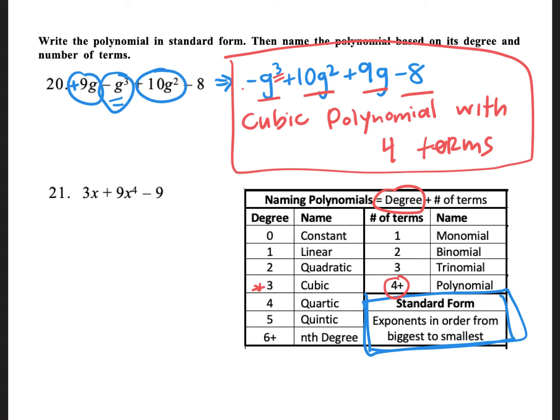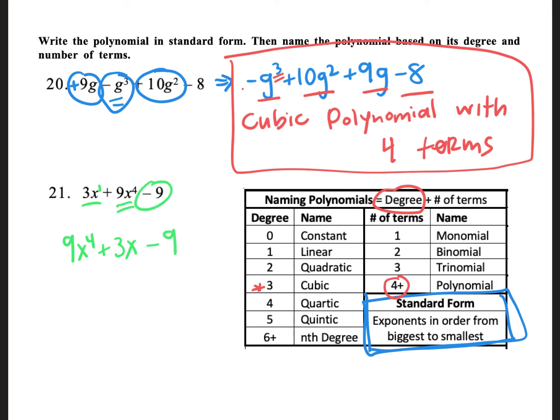21, we have 3x plus 9x to the fourth minus 9. Again, we're going to rearrange it so we have our biggest exponent first. I notice that's plus 9x to the fourth. So we have 9x to the fourth. My next biggest exponent is technically 1. So we have plus 3x, and then my last term is minus 9.